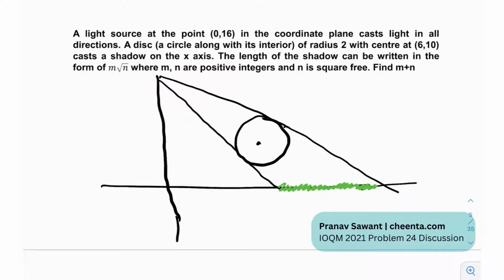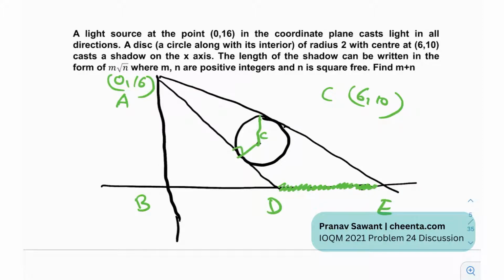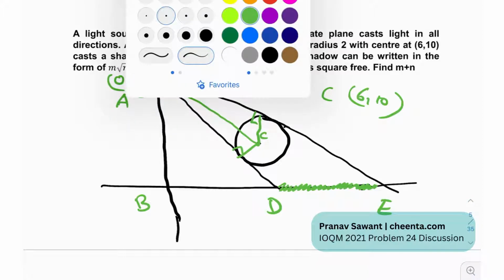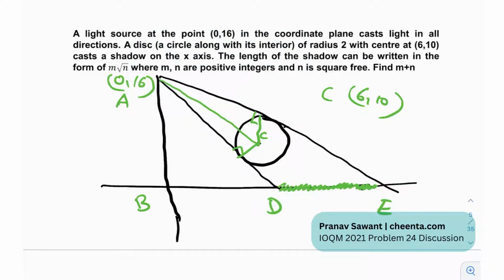Now this is (0,16). This is center C, and C is at (6,10). And let me just label these points. Let's say this is A, this is B, this is C, this is D, this is E. And let me just join these. So this will obviously be perpendicular. And let me just connect this. Now then we have this. Now this will be theta and this will be theta.